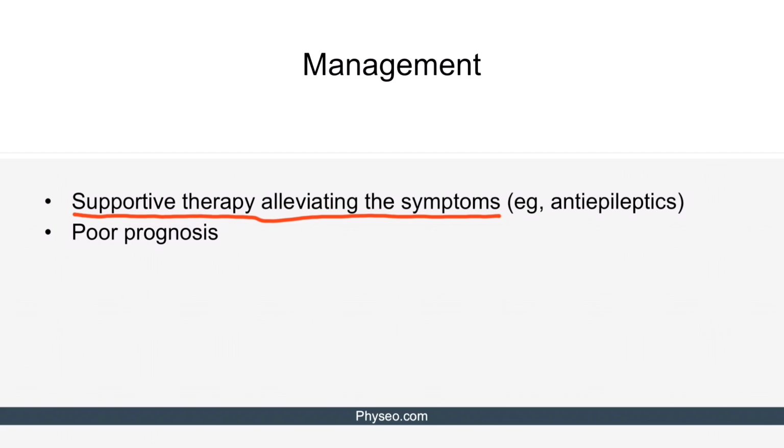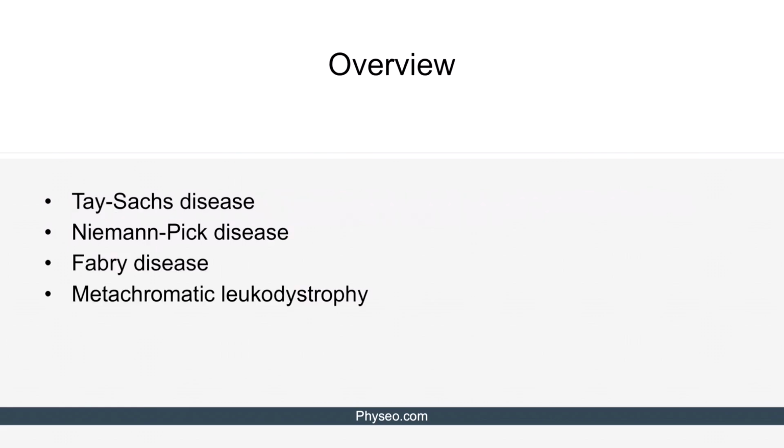For example, we can use antiepileptics for seizures. However, the prognosis is poor despite interventions, with most patients dying by the age of 5. All right, now let's move on to Niemann-Pick disease. And with regards to this topic, we'll be discussing the general features, clinical presentation, and management.